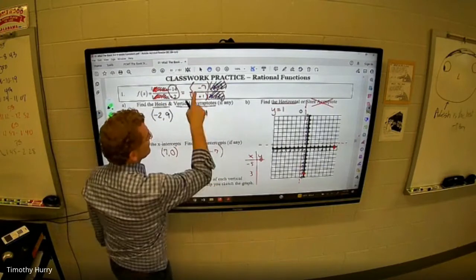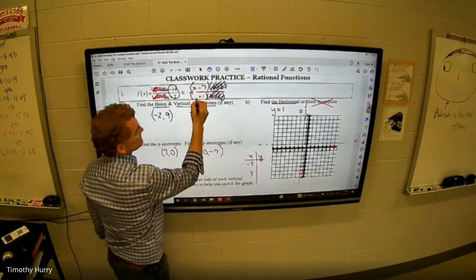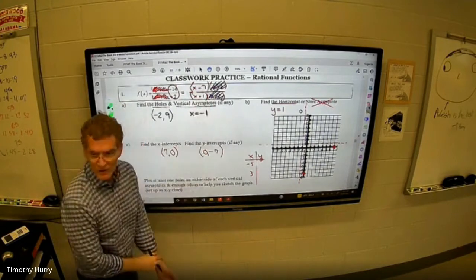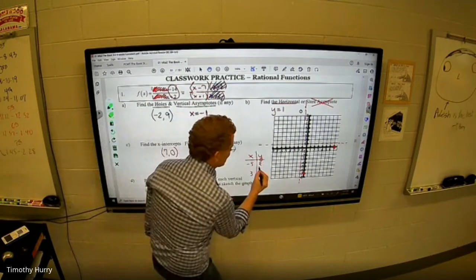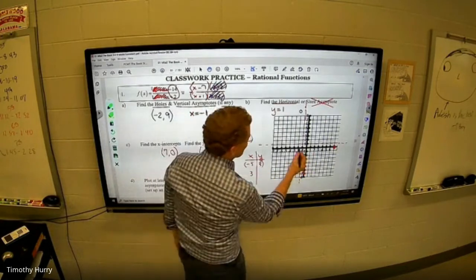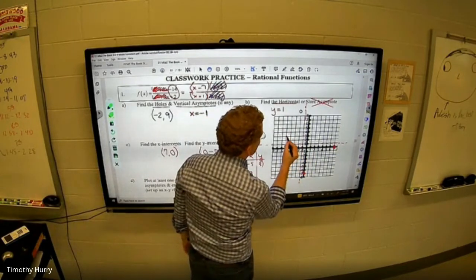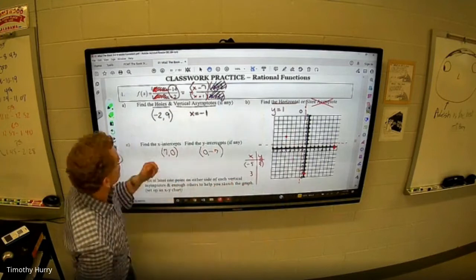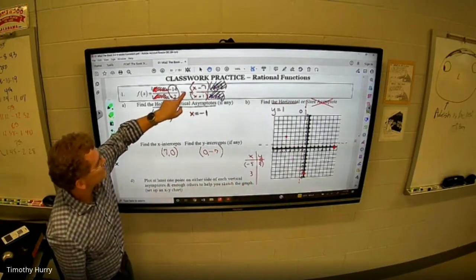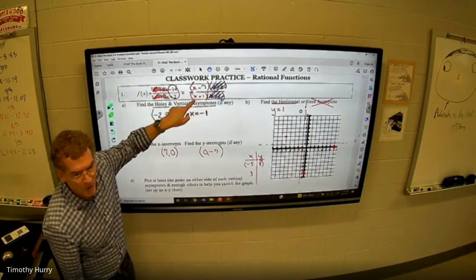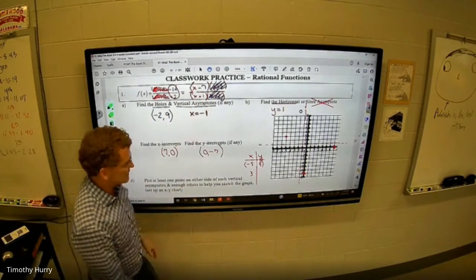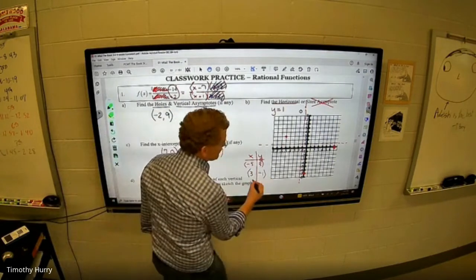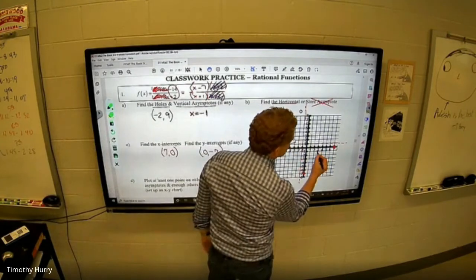If I plug in -5 in there, I get what? -12 over -4, which is 3. So that gives me another point. At -5, I'm up here at 3. And then if I plug a 3 in there, I get what? -4 over 4, which is -1. So that tells me at 3, I'm at -1.